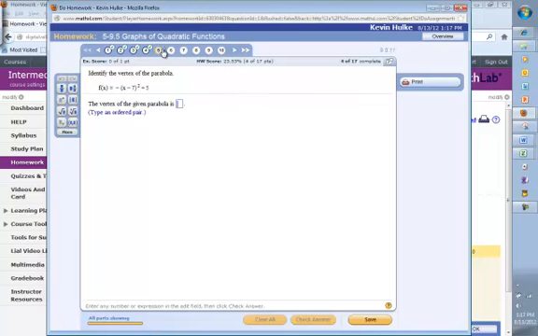Number 5. This vertex is at 7. That's the number connected to the x. And 5 is the other number.